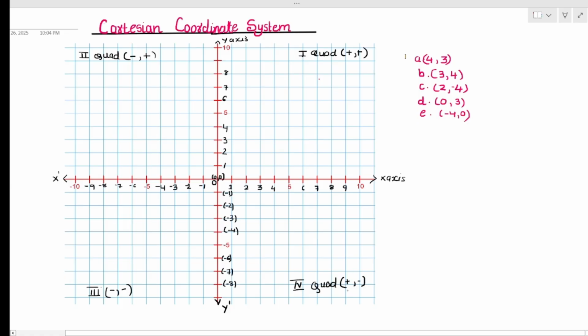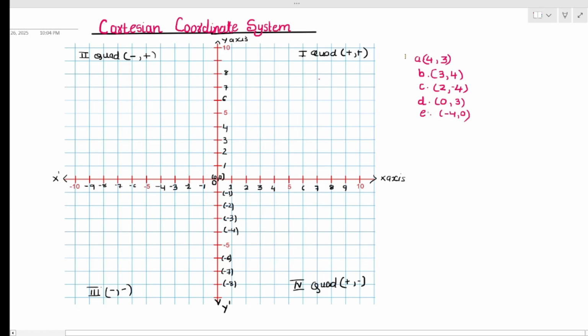How did I decide this sign? By seeing whether my value of x is positive or negative. Always consider that my x-axis number or sign will always remain at the first position and my y-axis number and sign will always remain at the second position. So, x is always first and y is always second.